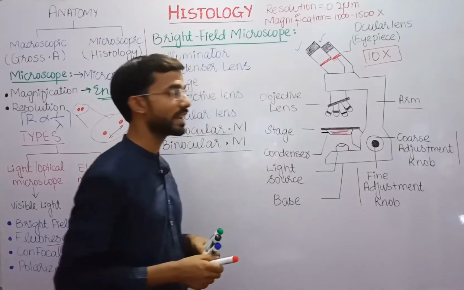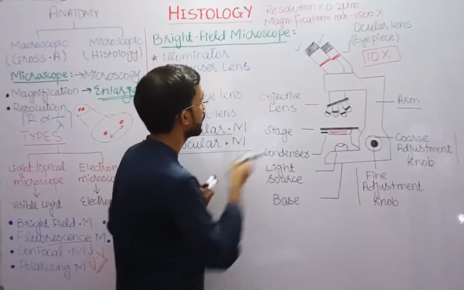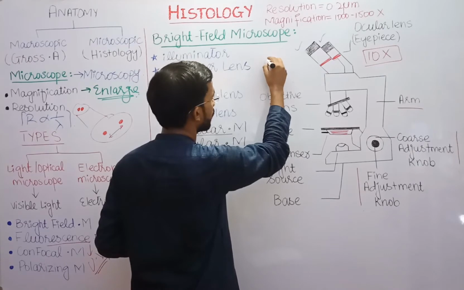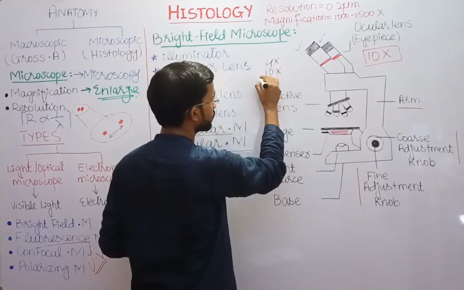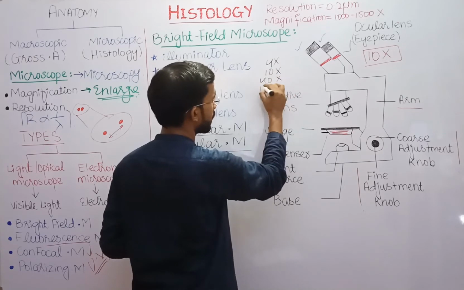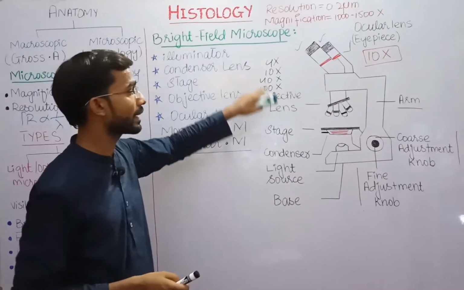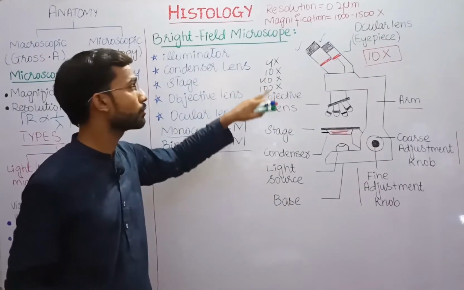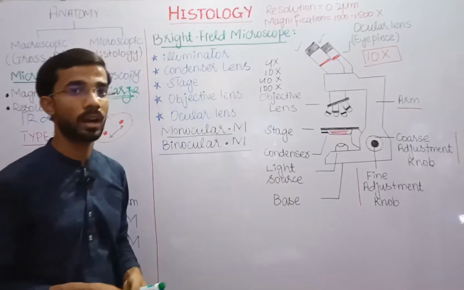Next is the objective lens. There are 4 types of objective lens: 4x, 10x, 40x, and 100x. It means it can magnify the size of the object 4x, 10x, 40x, and 100x.